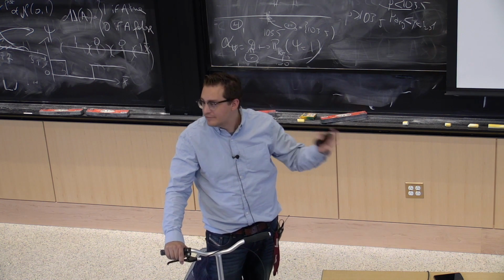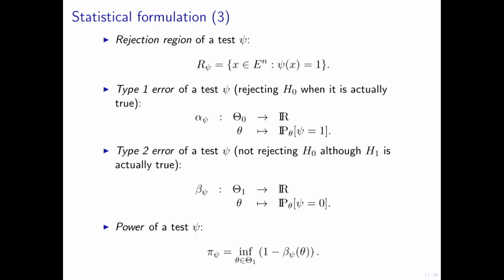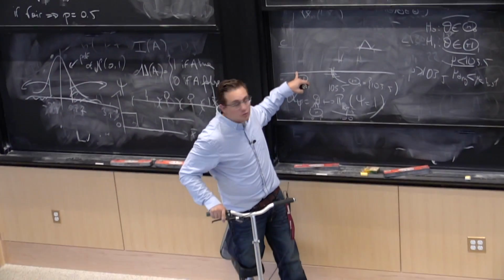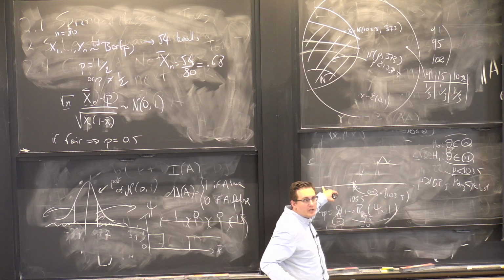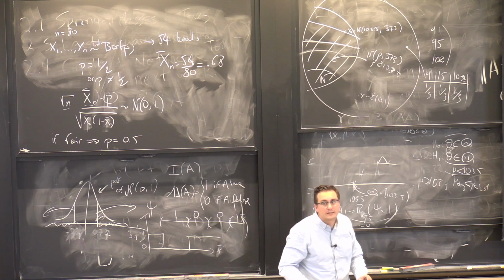Psi is equal to 0. I failed to reject H0. But that's for theta that actually came from H1. OK? So in this example, that's clear. If I'm here, like if the true mean was 100, I'm looking at the probability that the true mean is actually 100, and I'm actually saying it was 103.5, or it's not less than 103.5.